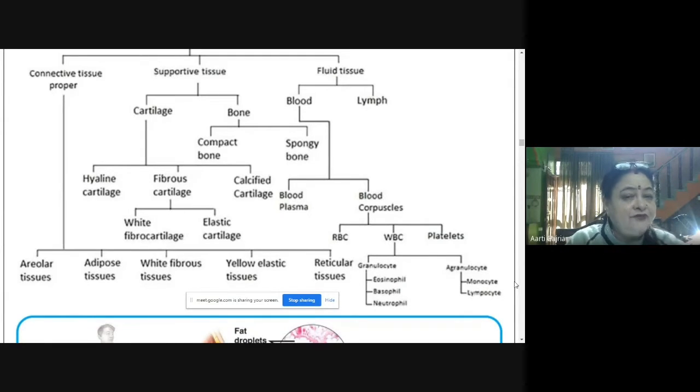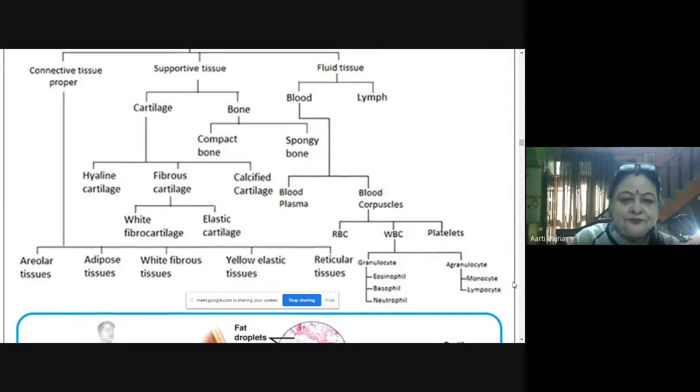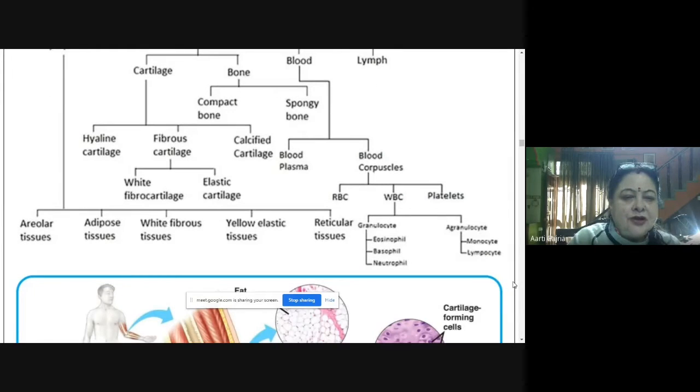Then the third type of tissue is the fluid tissue. Fluid tissue is where the tissue is in the form of fluid. So it is blood and lymph. Two types of fluid tissue are there, blood and lymph. And in blood we will find the blood plasma, 55% is the plasma, and 45% are the elements, which are RBCs, WBCs, and platelets.